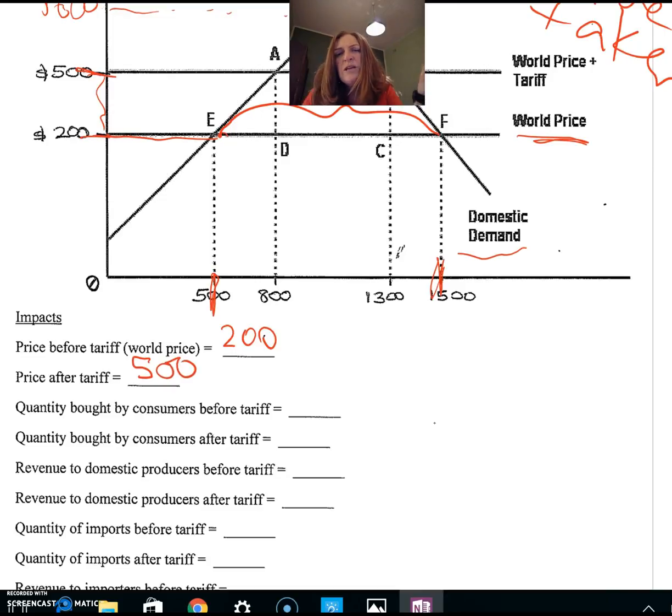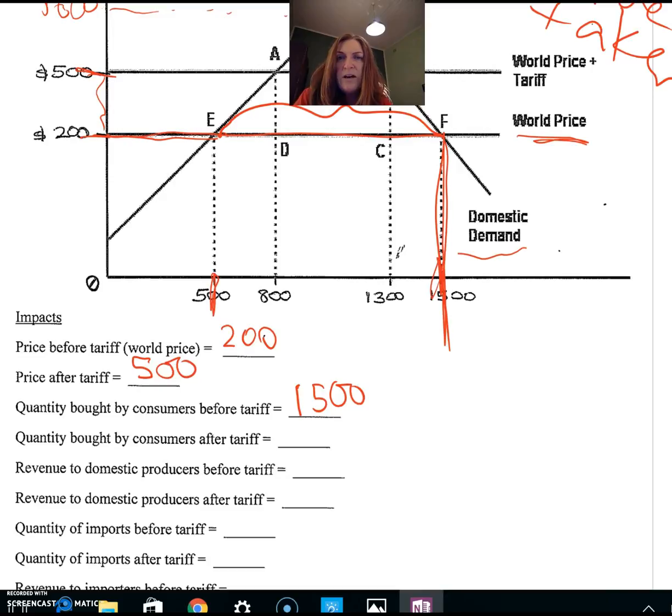Okay, the quantity bought by consumers before the tariff. Remember, you had the world price of $200. You go across to the domestic demand curve. They get what they want, $1,500. All right, so consumers got to buy 1,500 barbecues before the tariff.